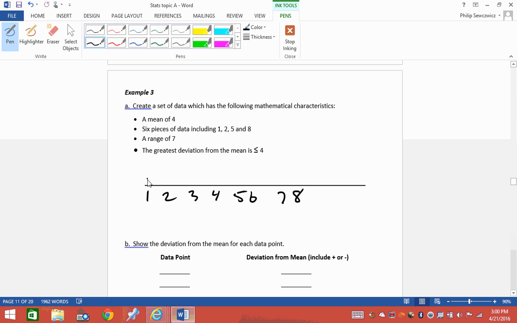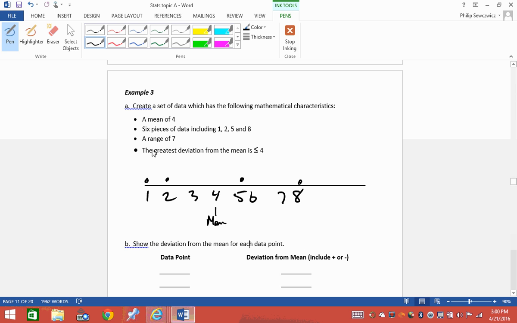So I know I've got a 1. I know I've got a 2. I know I got a 5. I know I've got an 8. I know the mean is 4. So I'm going to label that. All right. Now, 6 pieces of data. So I got 1, 2, 3, 4. I need 2 more of them.